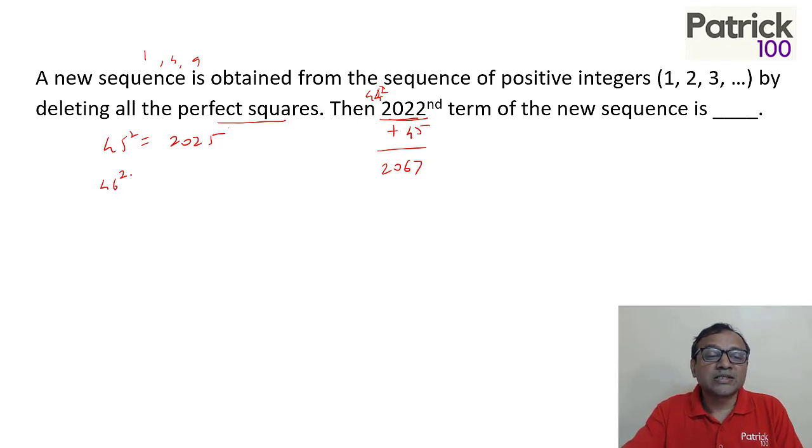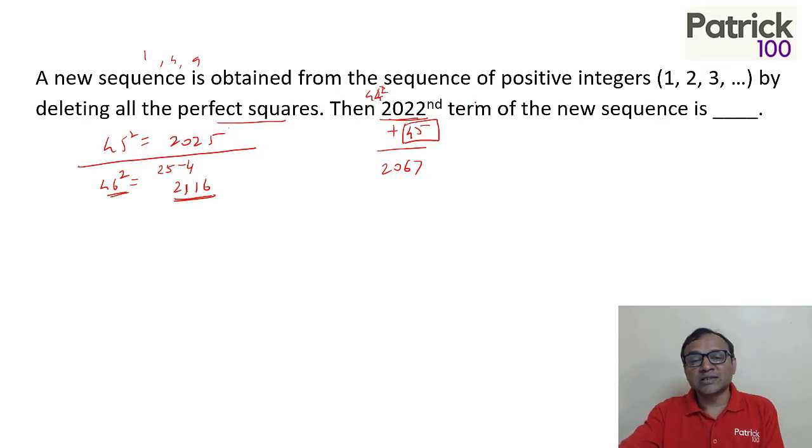If you look at 46 square, there is a simple method to calculate it: 25 minus 4, because this is 4 less than 50, and then 4 square, which is 16, giving 2116. Now if you look at 2067, 2116 doesn't come in between, which means you're only going to remove up to 45 square. So you're removing 45 numbers in the whole series, and automatically the last number will increase by 45. So the 2022nd term will be 2022 plus 45, which is 2067.